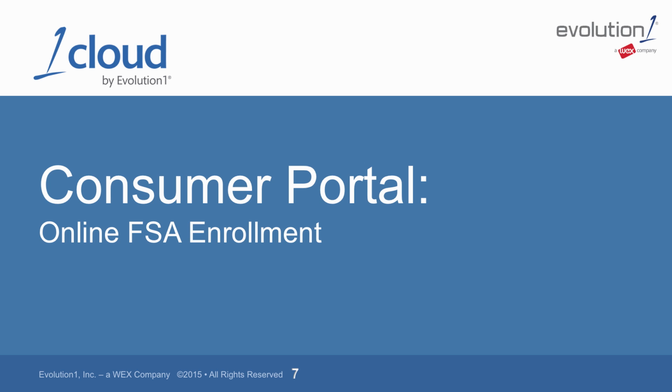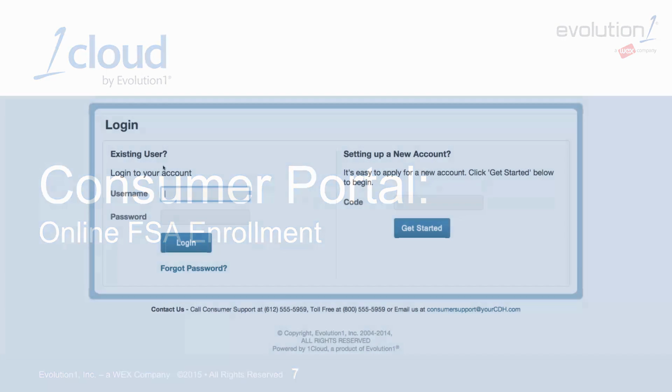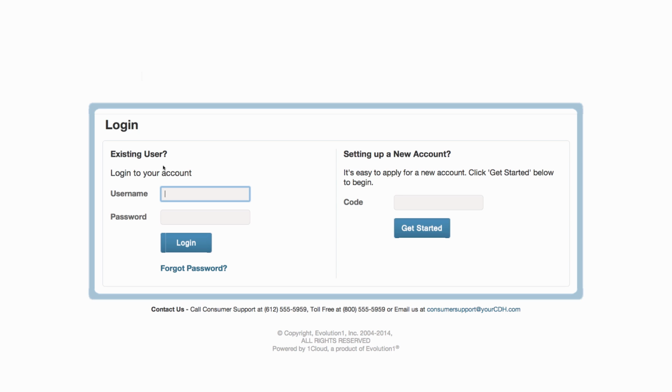FSA Enrollment, simplifying the experience. When enrolling in a flexible spending account, the process is often riddled with many questions and paperwork. Using the online enrollment process, you may complete an intuitive, streamlined 6-step process to get the education along with your enrollment with no paper.